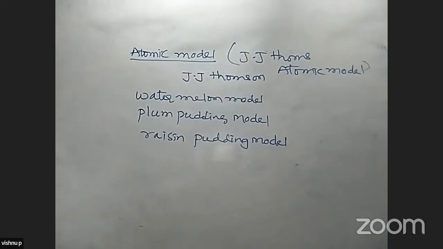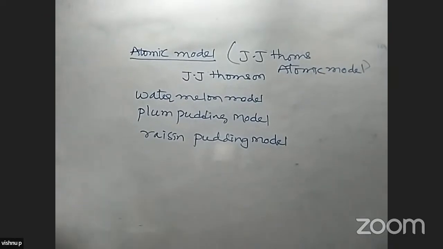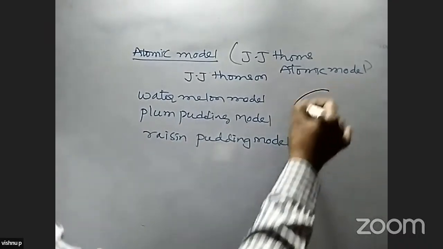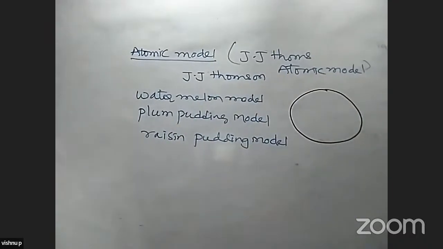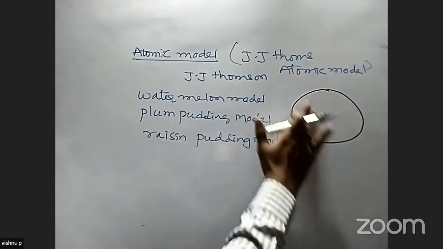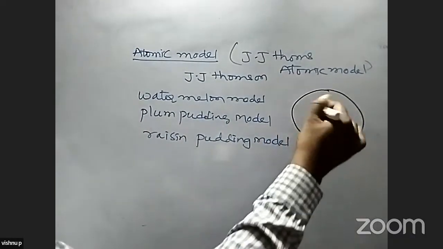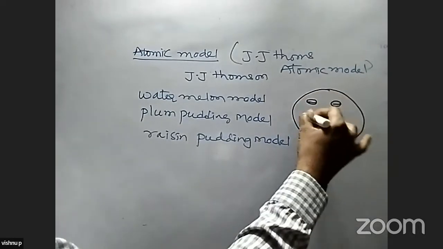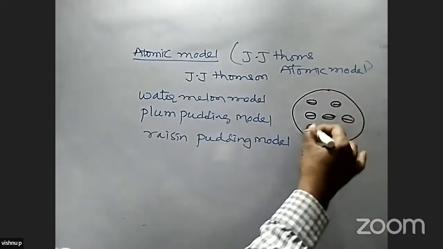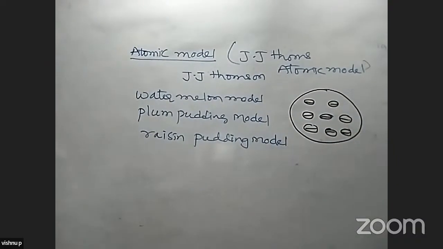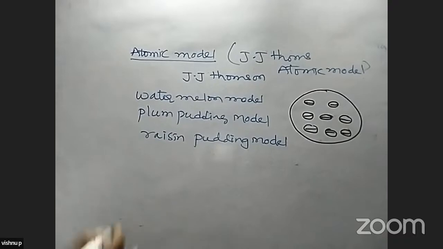So, according to J. J. Thomson's atomic model, what is the nature of the atom? The atom is spherical in nature, and in that sphere, positive charge is uniformly arranged. This is totally positive charge, and negatively charged electrons are arranged more or less uniformly. This is called Thomson's atomic model.